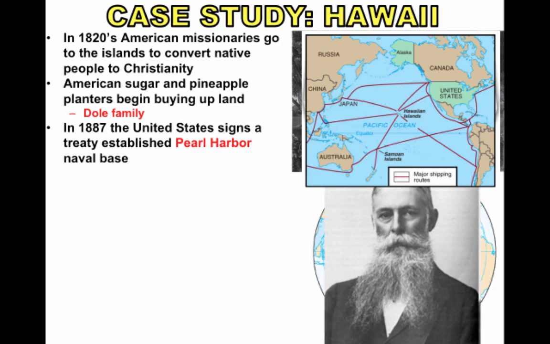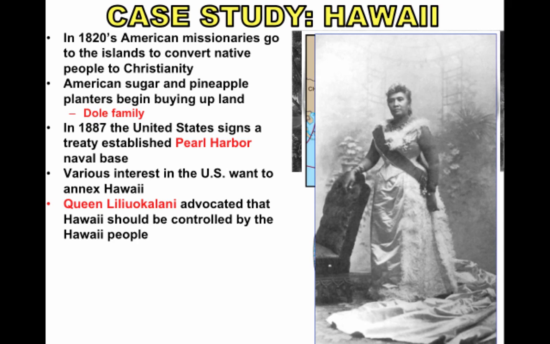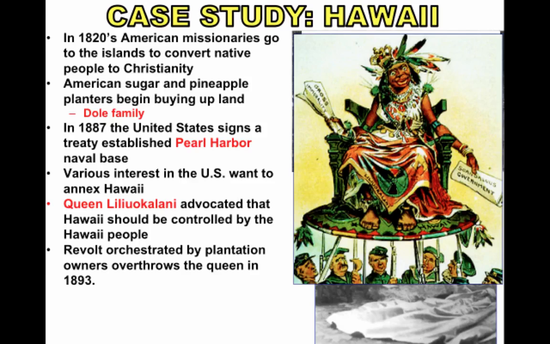And in 1887, the United States signs a treaty which establishes the naval base at Pearl Harbor. And there's all these different interests in the United States wanting to annex Hawaii. The problem is the people in Hawaii don't want to be annexed overwhelmingly. This woman, Queen Liliuokalani, advocated that Hawaii should be controlled by the Hawaiian people. She starts speaking up, and a revolt is orchestrated by plantation owners to overthrow her in 1890s.